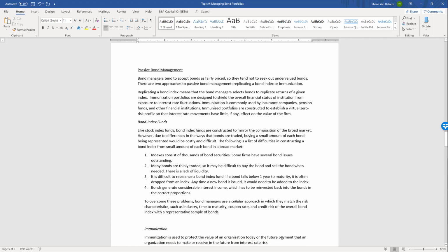So the goal with immunization is to get an outcome, a dollar amount outcome that we desire, and eliminating most of the interest rate risk associated with getting that outcome.